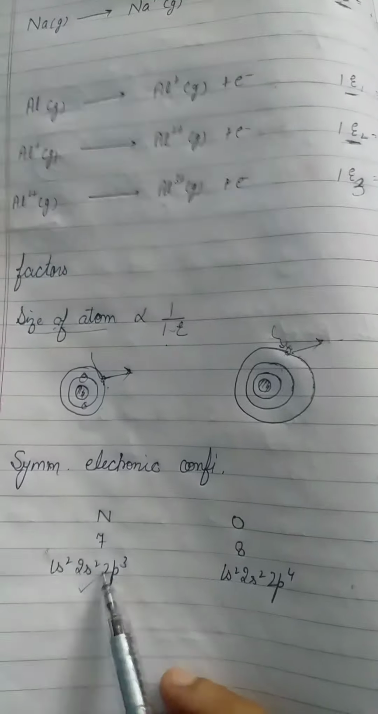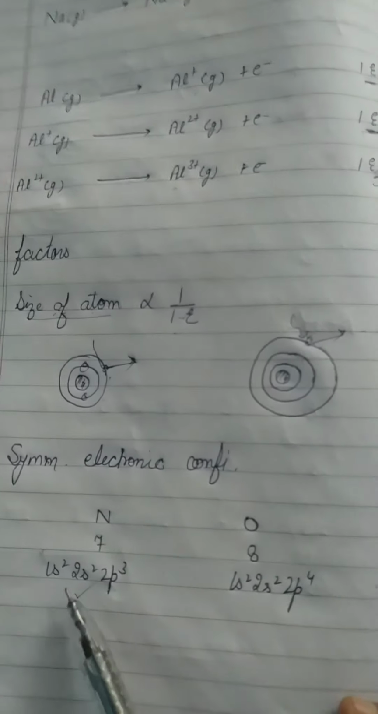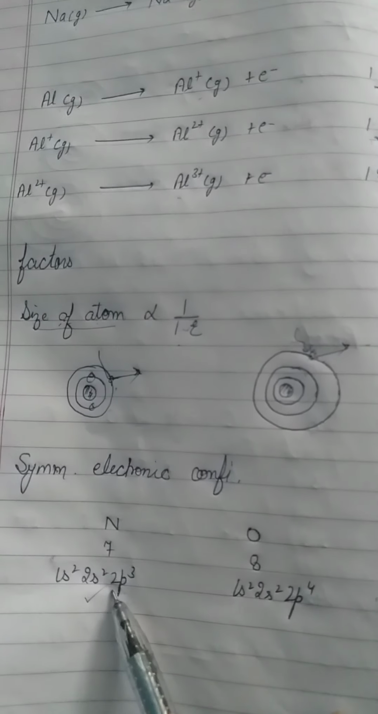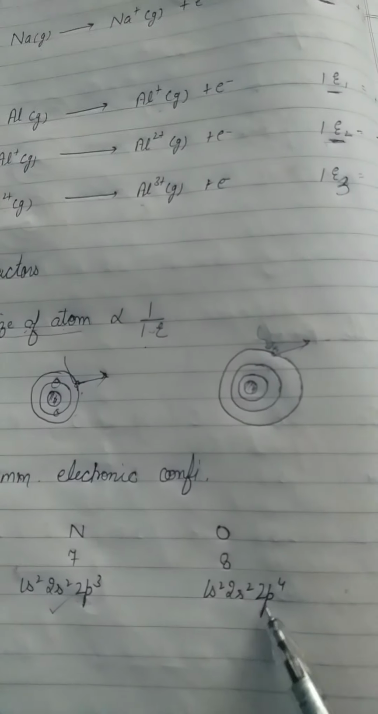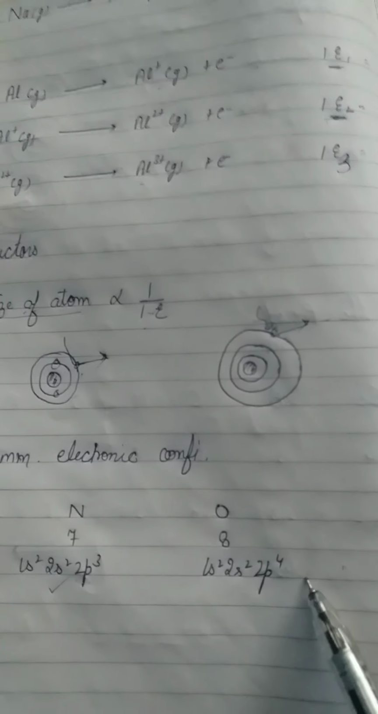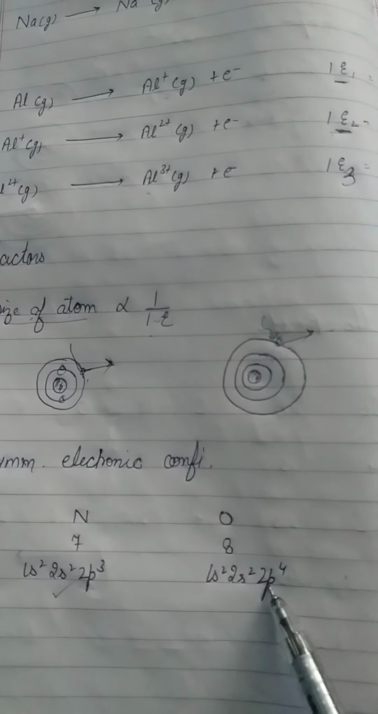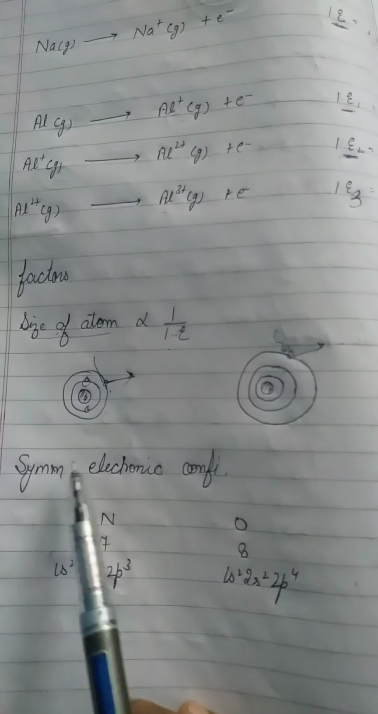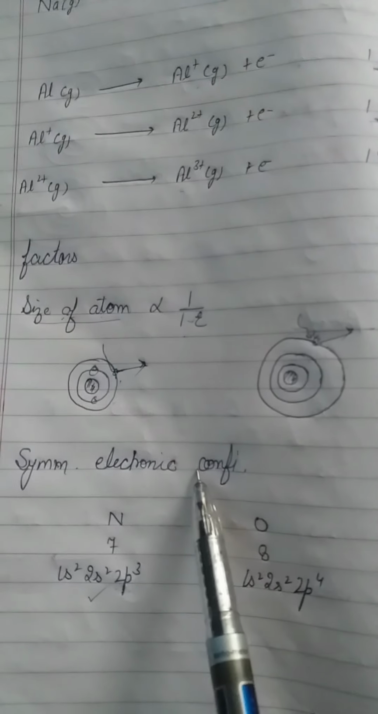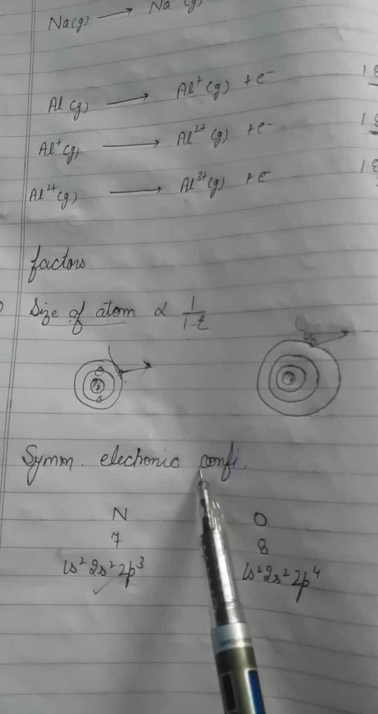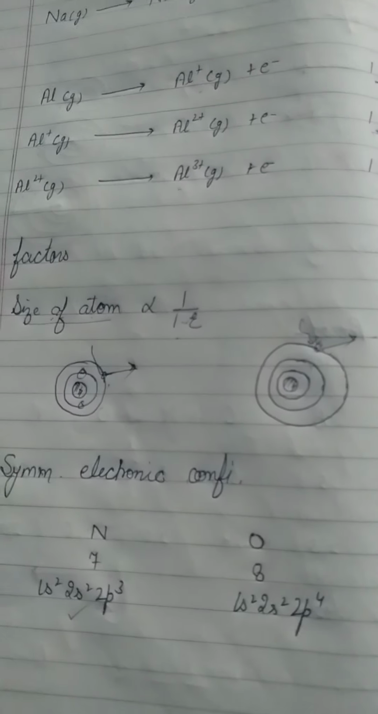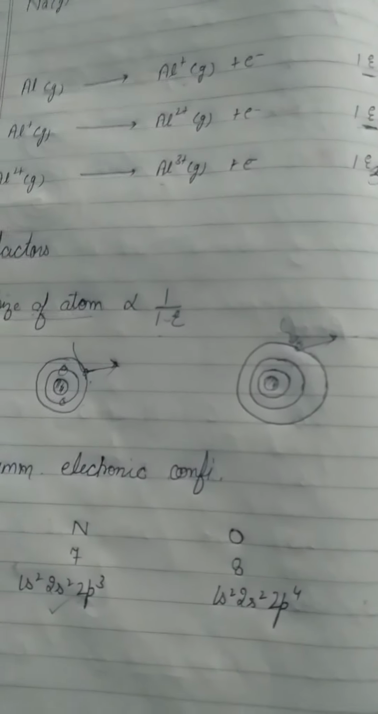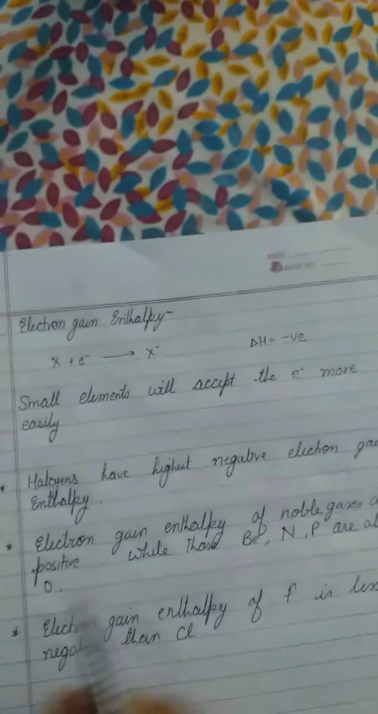So because this is a half filled electronic configuration, this atom doesn't want to lose an electron because it is a stable electronic configuration. On the other hand, oxygen after losing one electron will become stable in nature, so that's why oxygen wants to lose an electron. So in case of symmetrical electronic configurations, meaning half filled and fully filled, they do not want to lose electrons, and in that case the ionization enthalpy is high. Our another property is electron gain enthalpy.